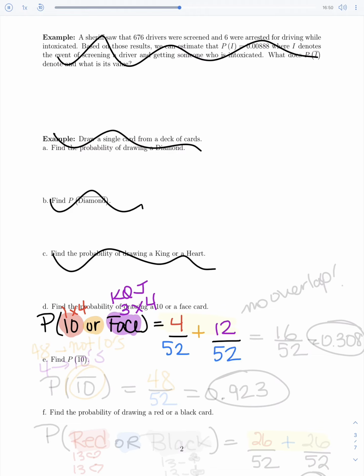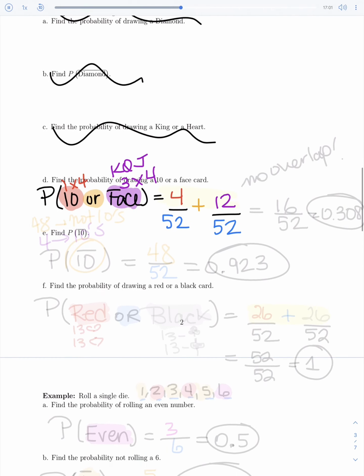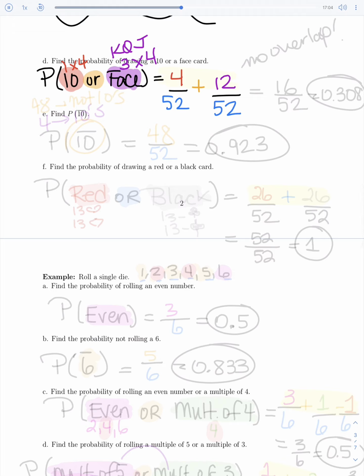Now, we're adding, but do we also need to subtract anything? Well, the only way we need to subtract something is if there is an overlap. Is there a card that is a 10 and a face card, something that could get counted twice? There isn't. So you can look at this one of 2 ways: you can say I subtract 0 because there's no overlap, or you can just leave it alone. There's no overlap to subtract, so we can just go ahead and add normally.